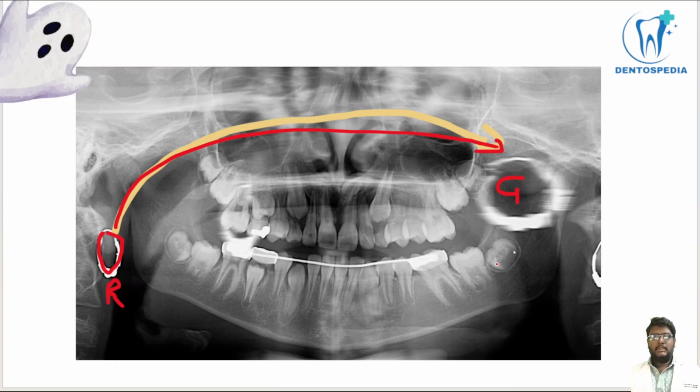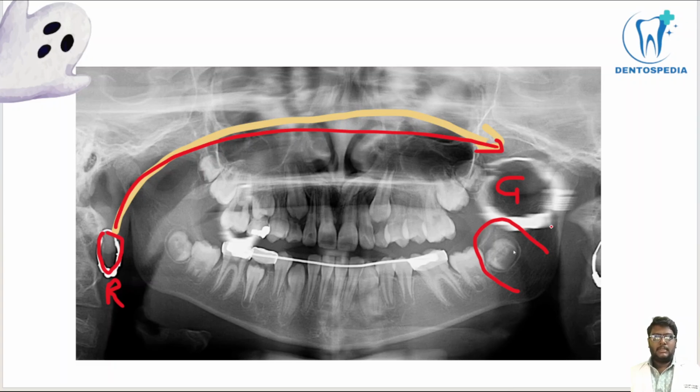So it hampers the diagnosis, right? Suppose we are expecting some kind of cyst or tumor in the maxillary third molar region, and if any ghost images appear in the radiograph at the same location where we are looking for a cyst or tumor, it hampers the diagnosis, right?